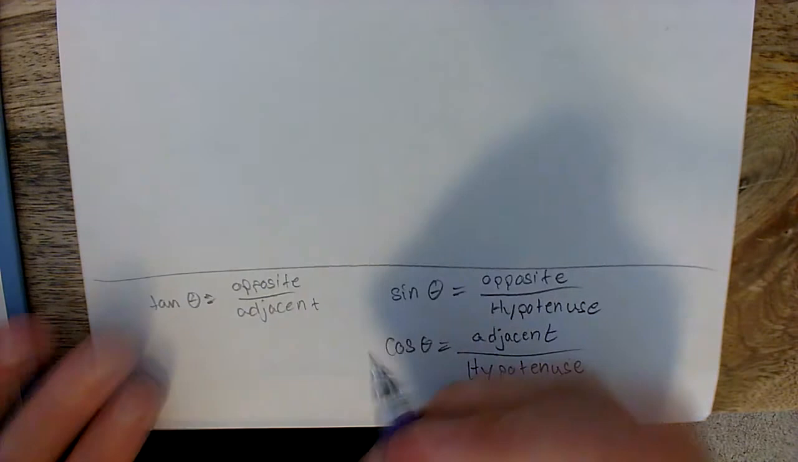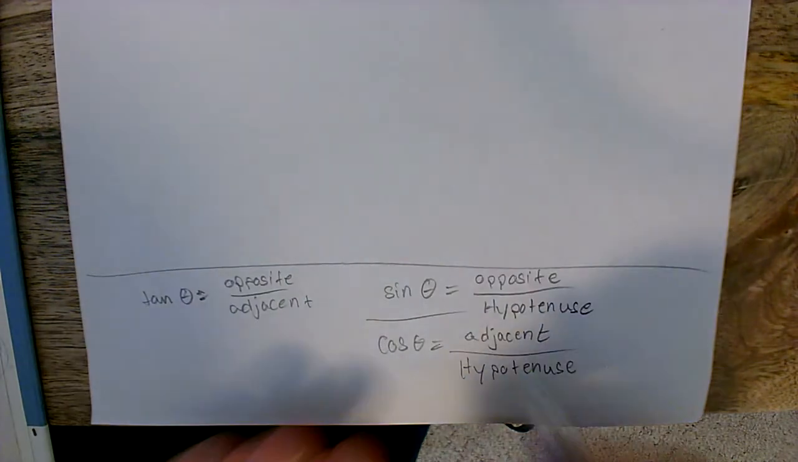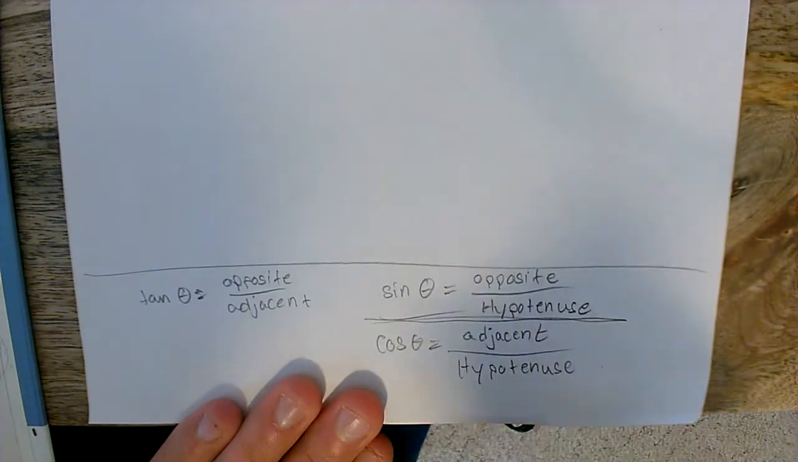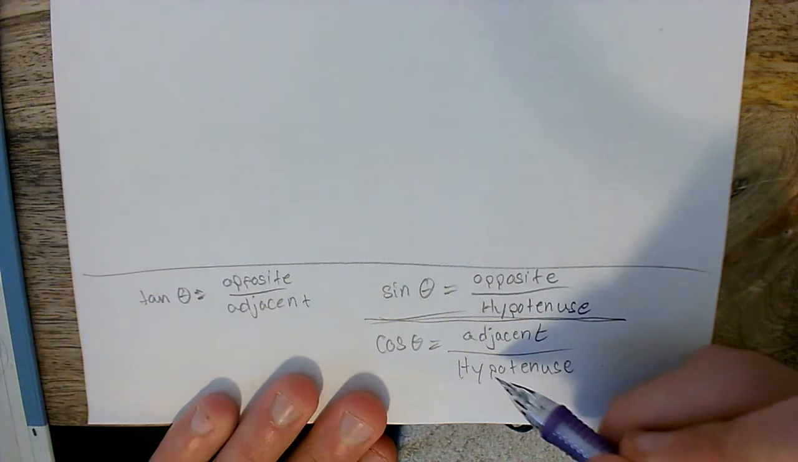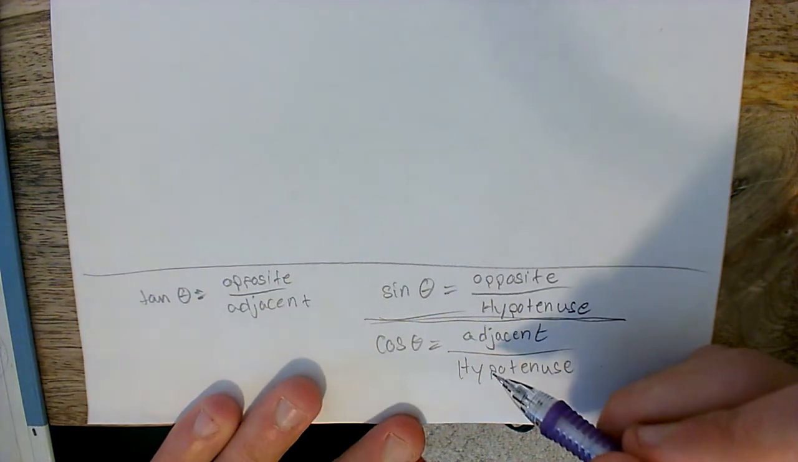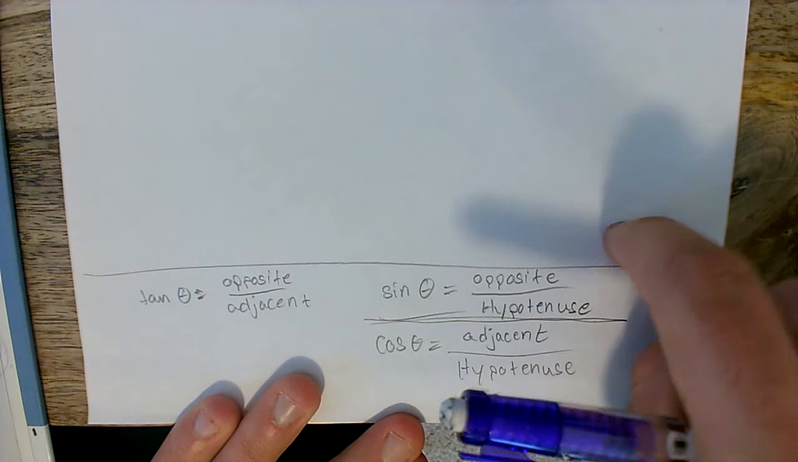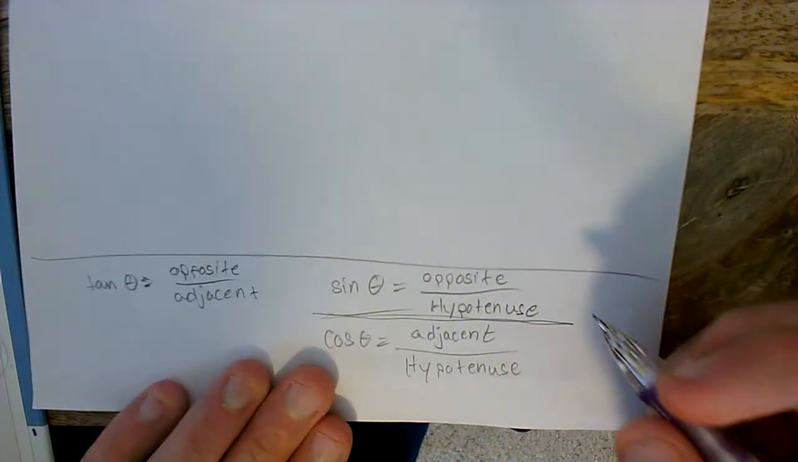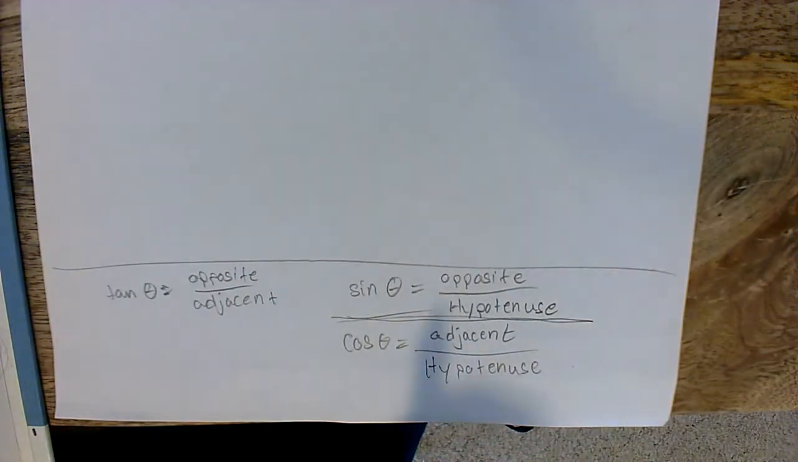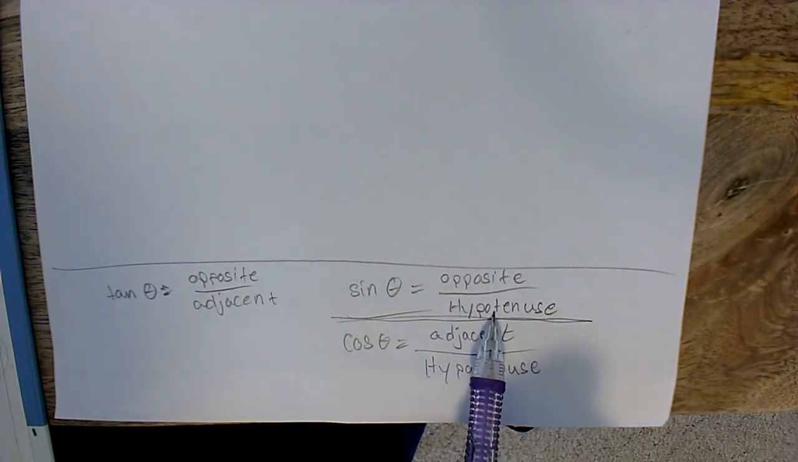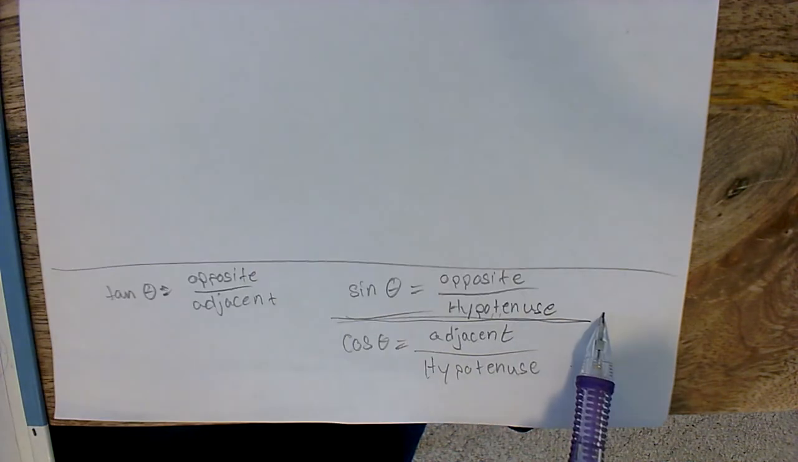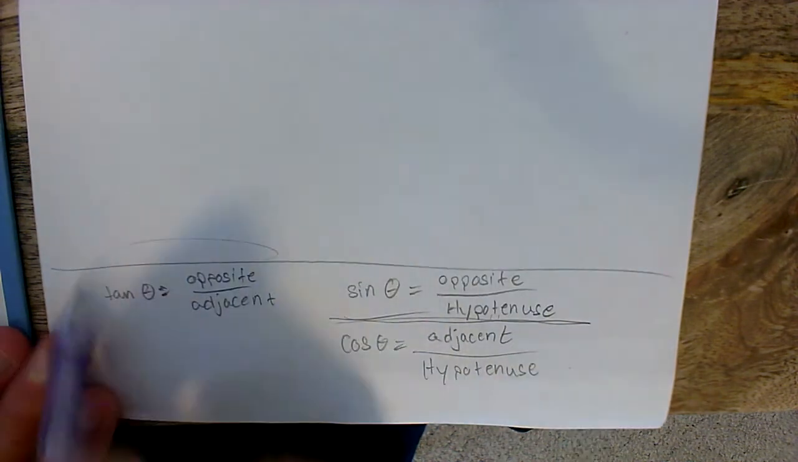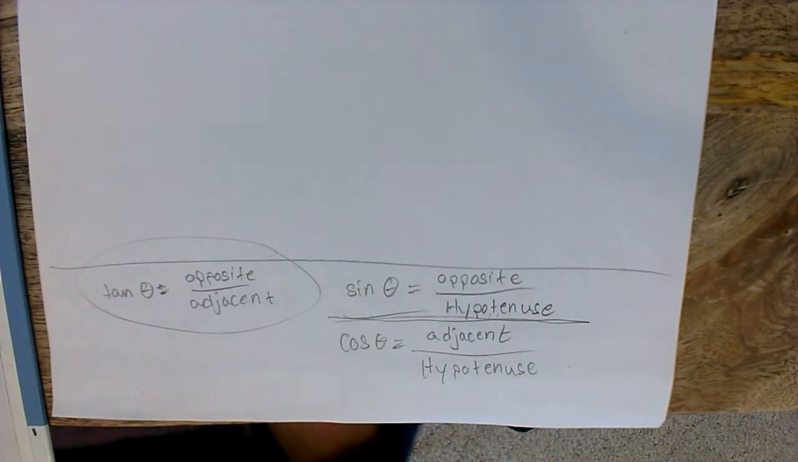Right, so think about it. If I do sine divided by cosine, I'm getting the opposite over hypotenuse, a fraction, divided by the adjacent over the hypotenuse. So what do we do when we divide fractions? We multiply by the reciprocal. So you'd have opposite over hypotenuse times hypotenuse over adjacent. The hypotenuses cancel out, and you're left with opposite over adjacent.